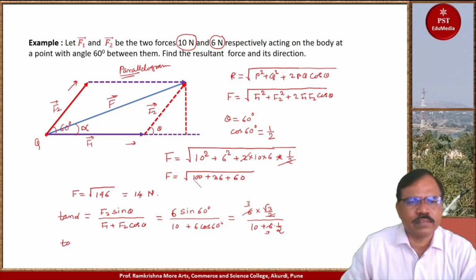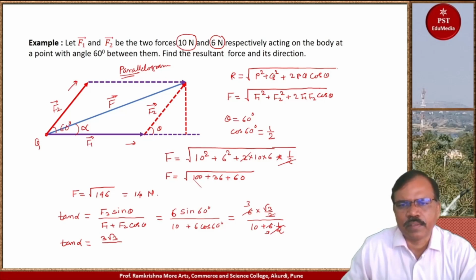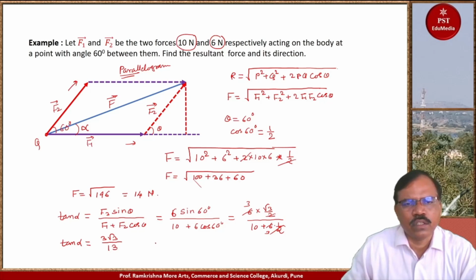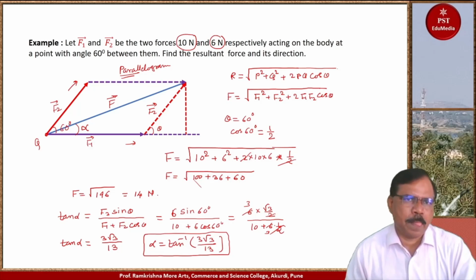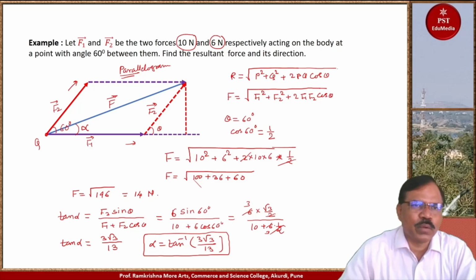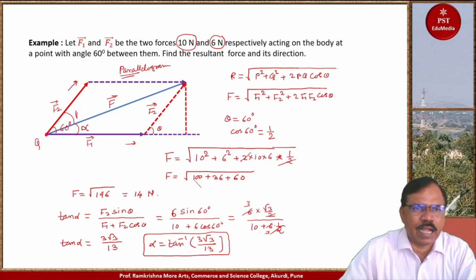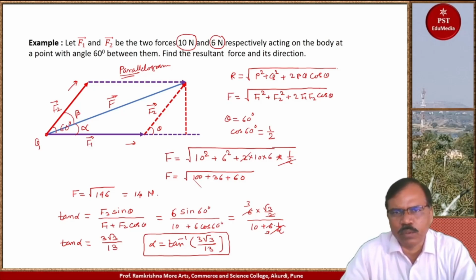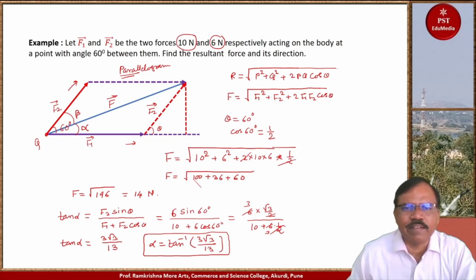So tan alpha is equal to 3 root 3 divided by 10 plus 3, that is 13. So alpha is tan inverse 3 root 3/13. So this is the angle made by F with respect to F1. You can find this angle also, beta, the angle made by F with respect to F2. And what is that?